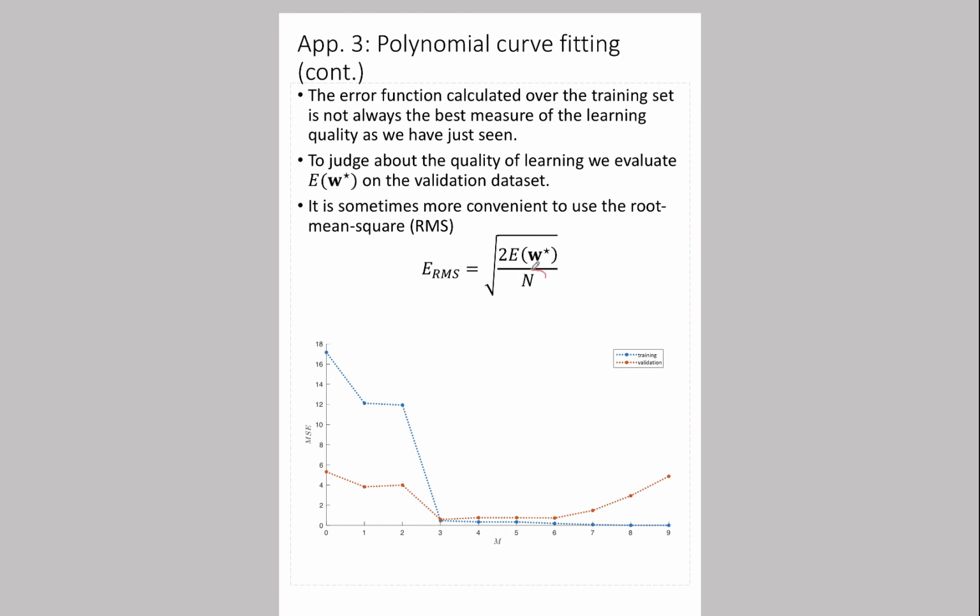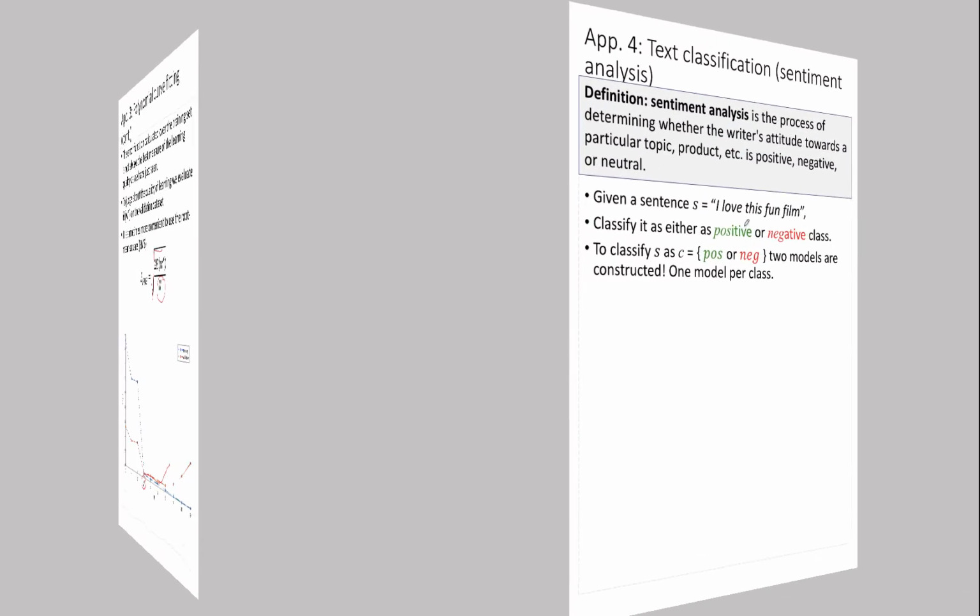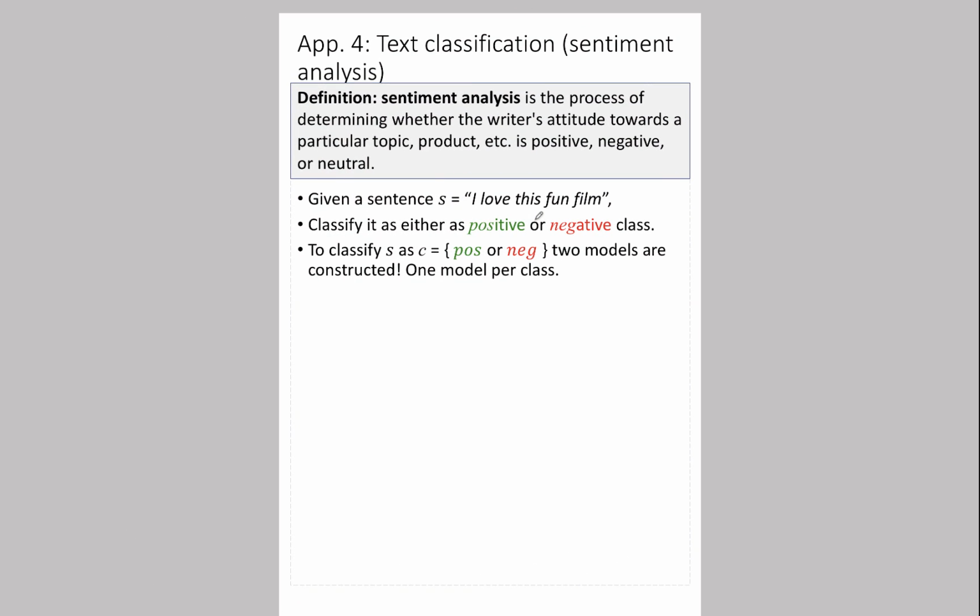The division by N allows us to compare different sizes of datasets on an equal footing, and the square root ensures that the error function is measured on the same scale and in the same units as a target variable. Taking a look at the figure, it is easy to see that the error on the validation set begins to increase at m equal to 4, so we conclude that the best degree for the given data is m equal to 3.